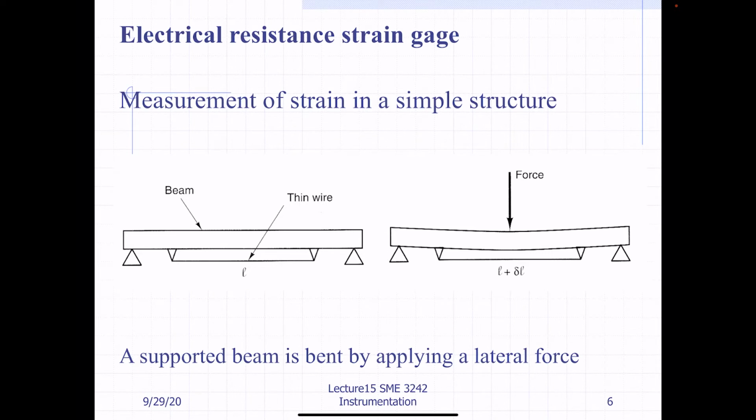In this figure, a lateral force is applied onto a supported beam. It causes the beam to bend. In order to measure the strain in the beam, we attach a strain gauge with length L. Due to the forces, the beam will become longer at the bottom and shorter at the top. Therefore, the strain gauge will also have a deformation of dL.